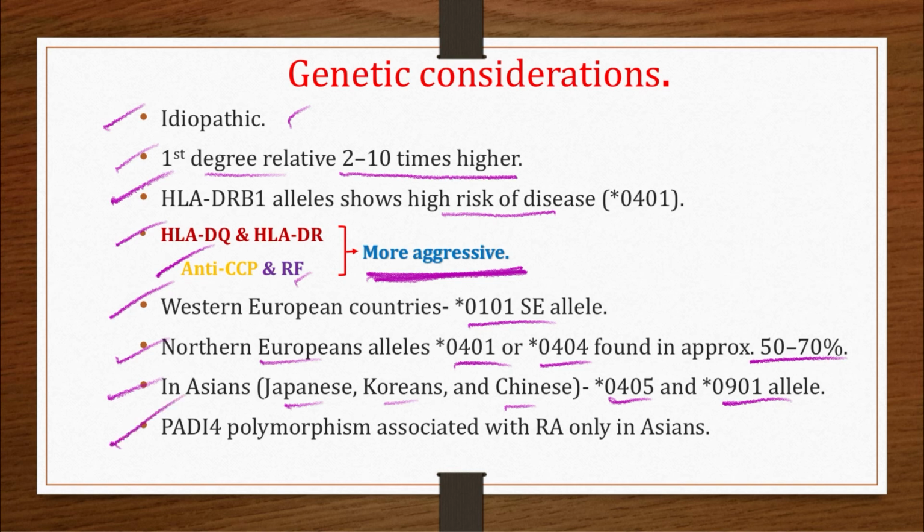And lastly, PADI4 polymorphism, which is associated with rheumatoid arthritis only in Asians. PADI4 polymorphism means it's a functional haplotype. Haplotype means a set of DNA variations or polymorphisms that tend to be inherited together. So it's a functional haplotype of the peptidyl arginine deiminase 4 gene, and the increased activity of the PADI4 gene is associated with abnormal citrullination of the fibrin strands, and that puts the patient at risk to develop rheumatoid arthritis.